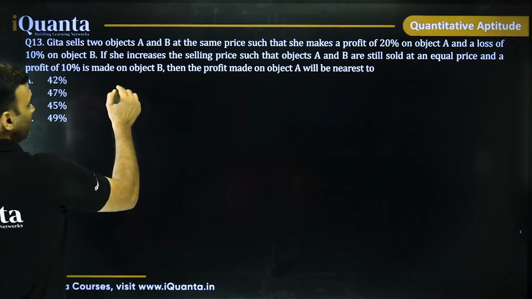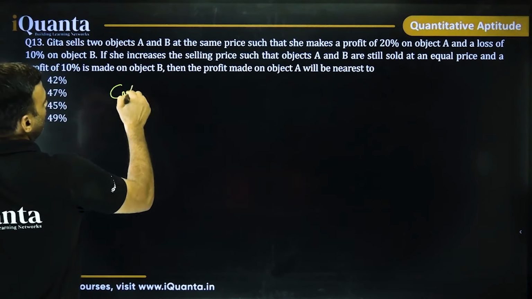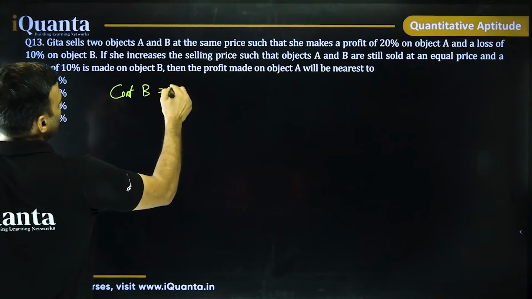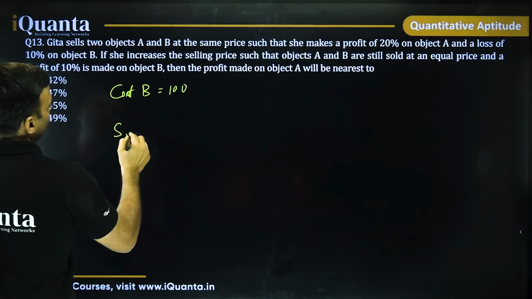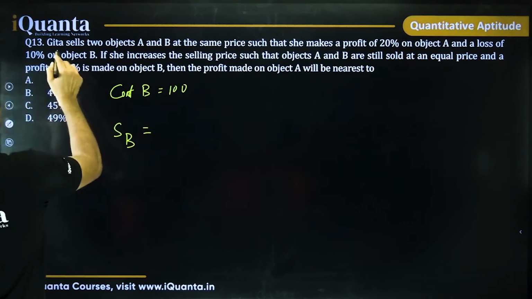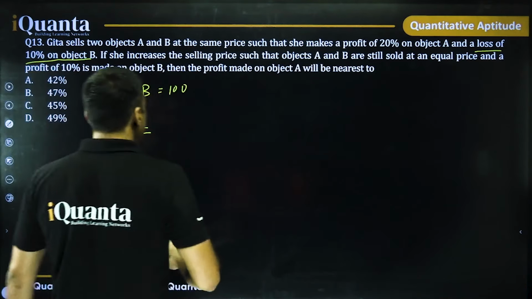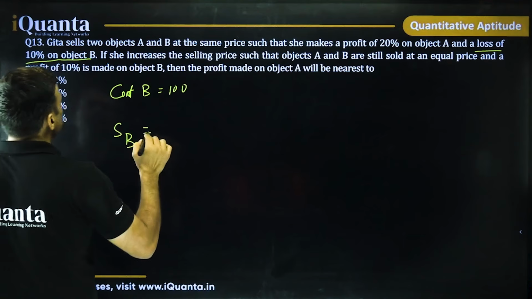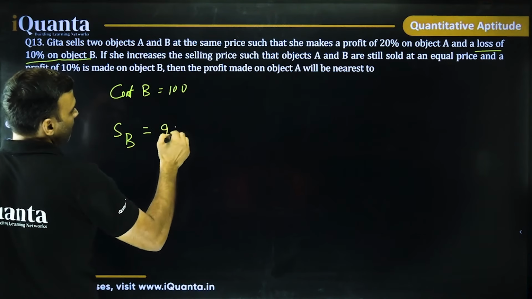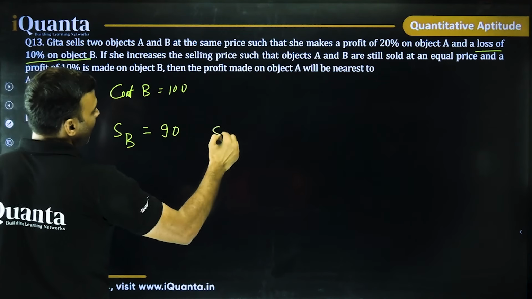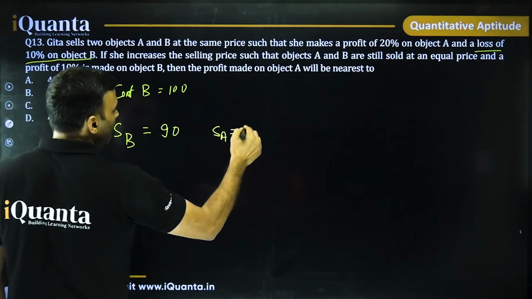Let's assume that the cost price of B is 100. So the selling price of B should be equal to 10% loss initially, right? There is a loss of 10% on B. So the selling price of B should be 100 minus 10%, which is 10, so 90. So originally the selling price of A should also be 90.